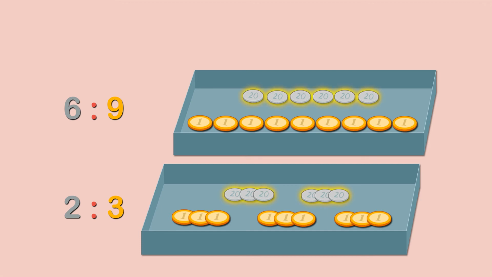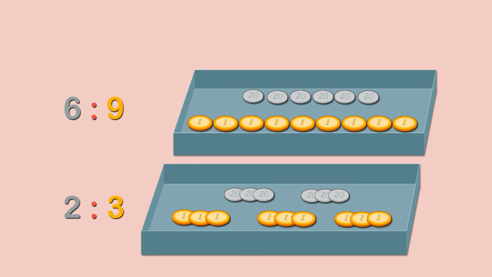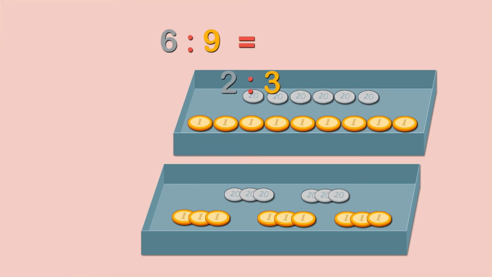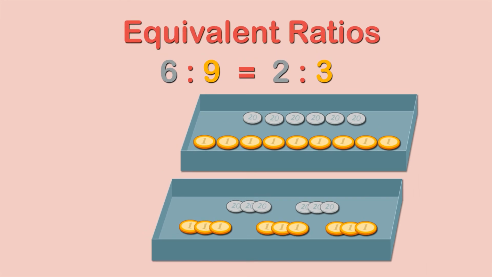Again, we still have the same number of coins. They are just arranged in a different way. So the ratio 6 to 9 is equal to the ratio 2 to 3. That is, they are equivalent ratios. Now we know that 6 to 9 and 2 to 3 are equivalent ratios.